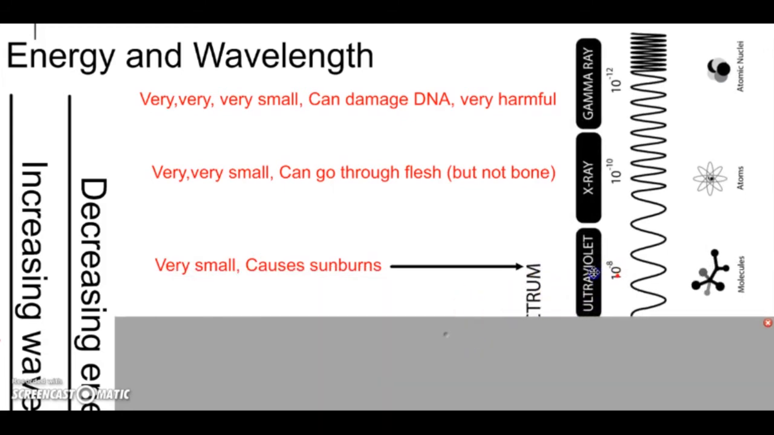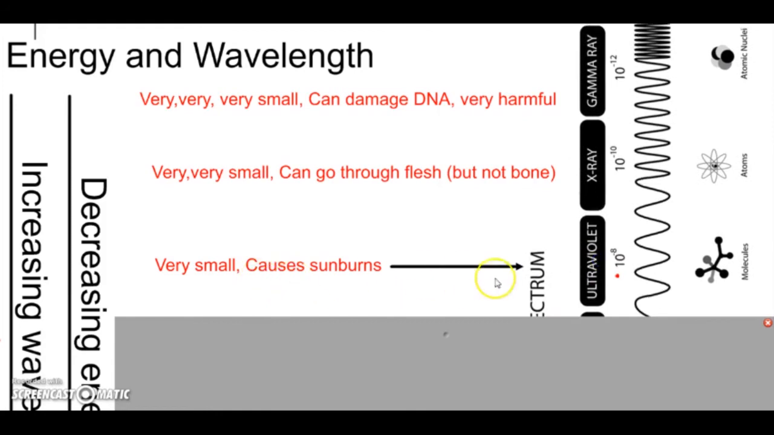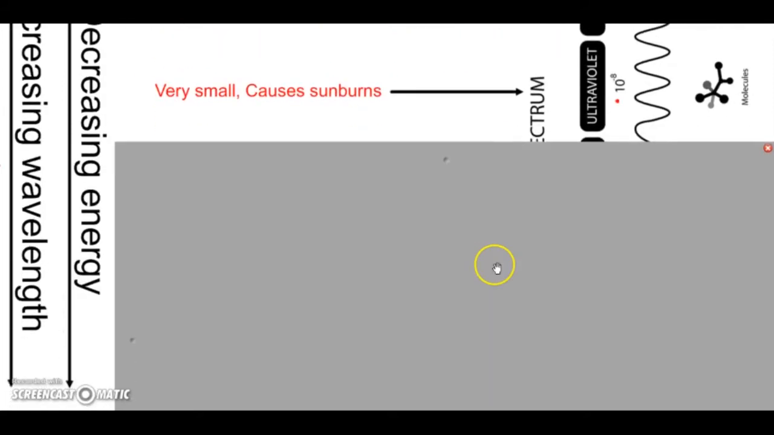Moving down further yet, we have ultraviolet. Ultraviolet is what causes your sunburns. The sun gives off a lot of ultraviolet light. A good amount comes to the earth, and it'll start giving you sunburns if you stay out in it too long.